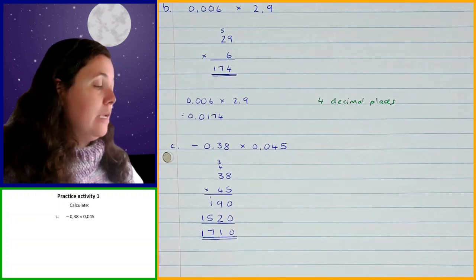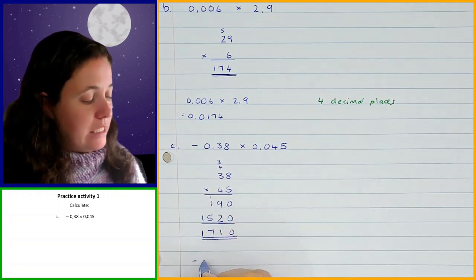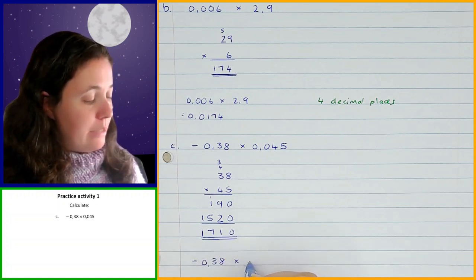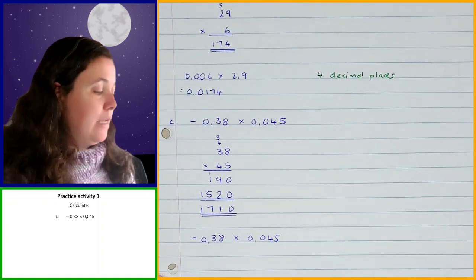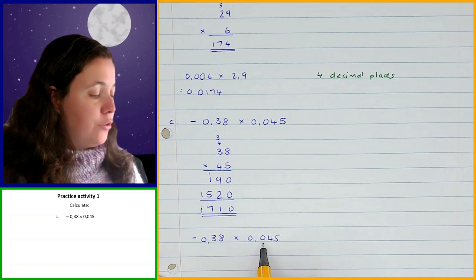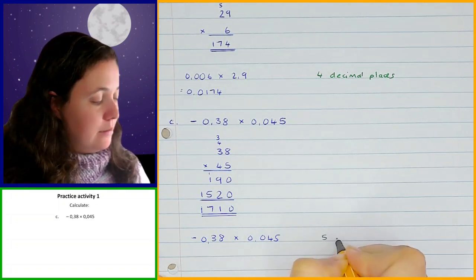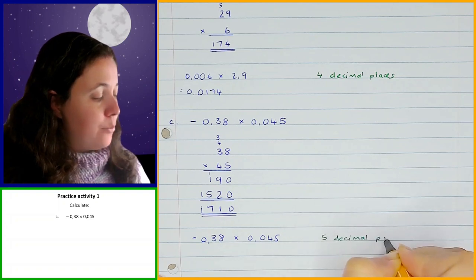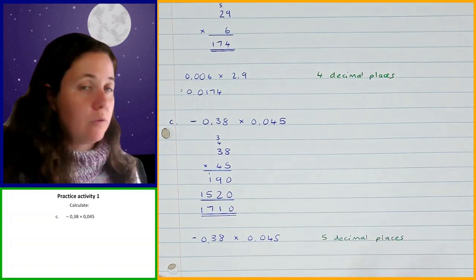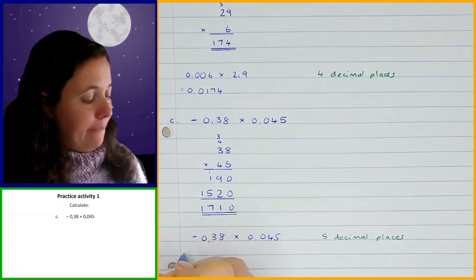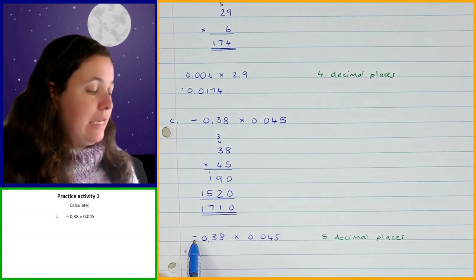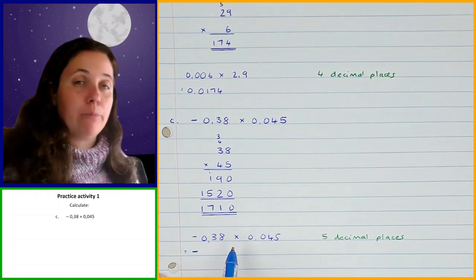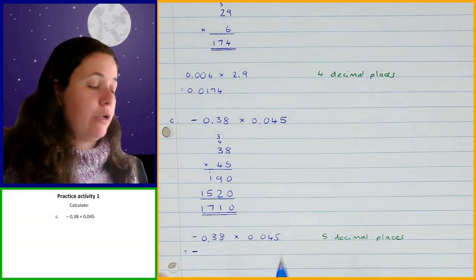Okay, so now, going back to what our original question was, negative 0.38 multiplied by 0.045. First of all, our decimal places. Over here I've got 1, 2, 3, 4, 5 decimal places. So our product needs to have 5 decimal places. Then I've got a negative times a positive. Remember, we know that negative times positive is negative. So that's the only thing that negative is going to affect, is that we need to make sure we make our product negative because we have negative times a positive. It doesn't affect the actual number part of it. It doesn't affect the way we work out the product.